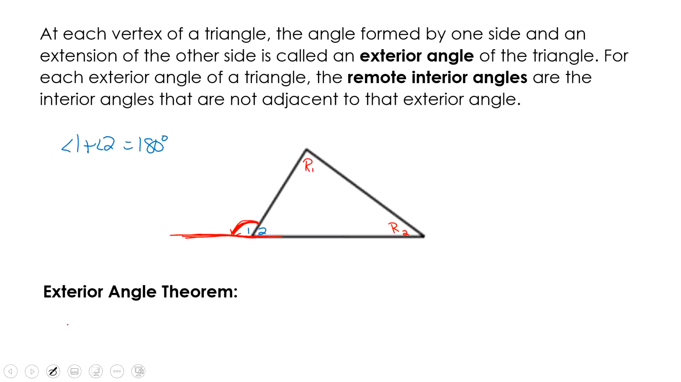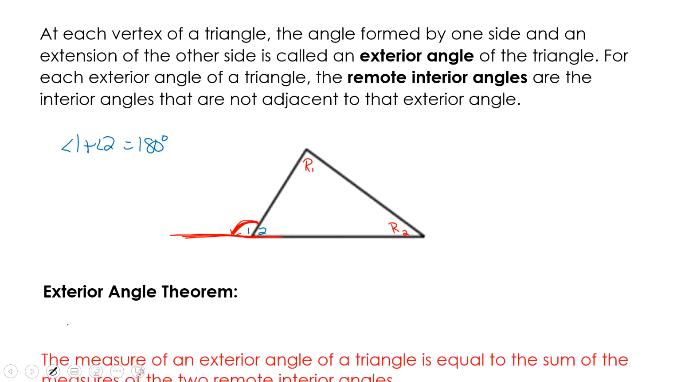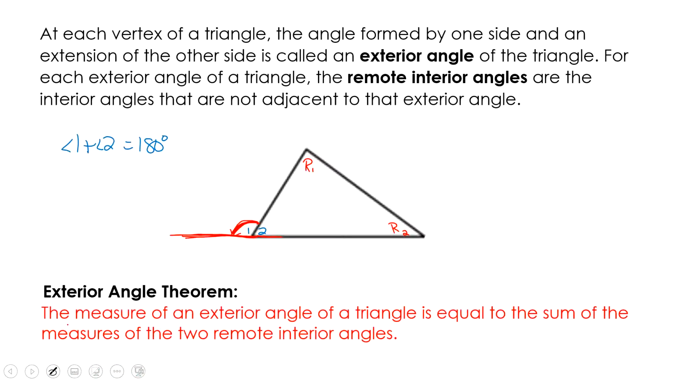There's a theorem about the exterior angle that tells us that the exterior angle equals the measurement of the two remote angles added together. When we think about that, I know that angle 1 and angle 2 are supplementary because they're a linear pair. I know that angle 2 plus R1 plus R2 has to equal 180 degrees because it's a triangle. So that tells me that angle 1 has to equal R1 plus R2.